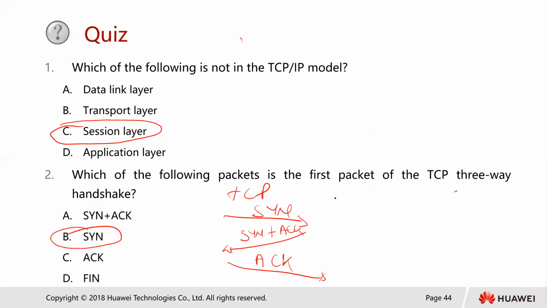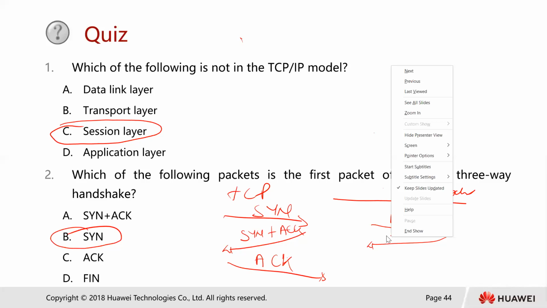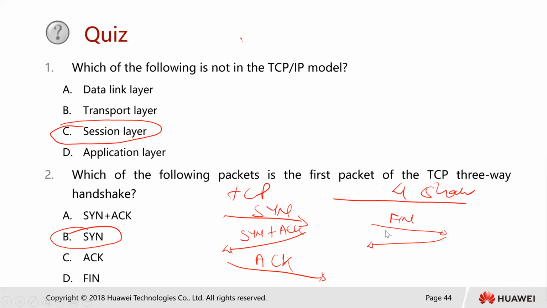If you are closing the connection, the termination, how many shakes do we have? There are 4 shakes, yes. The first one is FIN. The second one is acknowledge. Then FIN acknowledge. And the third one is FIN plus acknowledgement. And then lastly, acknowledge, from the client.